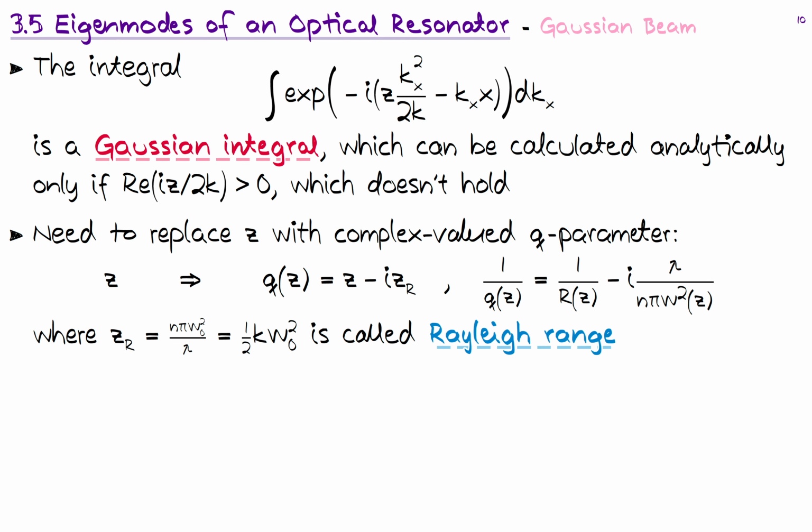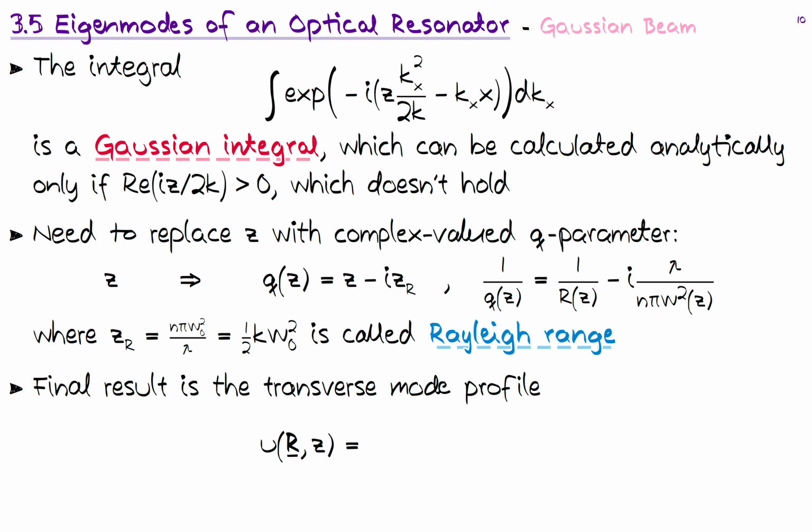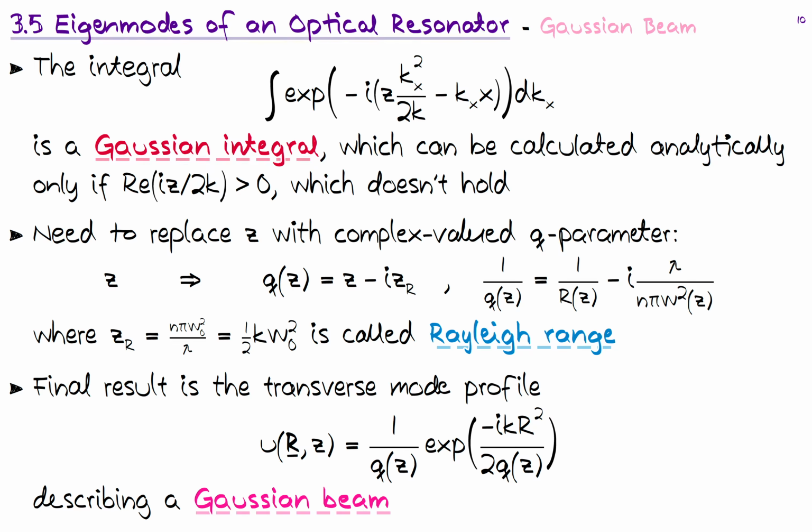The final result then gives us the transverse mode profile. So the u looks something like this: we have the inverse of q, times the exponent of i k r squared divided by 2q. And that's it. So this is now how we can describe a Gaussian beam. And the nice thing here is that we really can describe the evolution of the amplitude, the electric field evolution with respect to z, so basically with respect to the propagation within the cavity. So now we can really start plotting how the field is evolving within the cavity when we are able to cast the field into this kind of form. And this is the nice thing here.